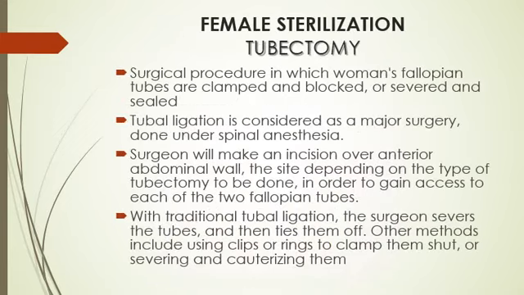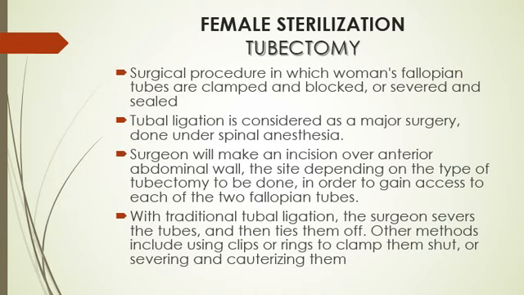So female sterilization, also referred to as tubectomy, is a surgical procedure in which a woman's fallopian tubes are clamped and blocked or severed and sealed. Either method prevents fertilization of oocytes and their transport to the uterus for implantation. Tubal ligation is considered a major surgery, usually done under spinal anesthesia. With the traditional ligation, the surgeon severs the tubes and then ties them off, thereby preventing the travel of the eggs to the uterus.